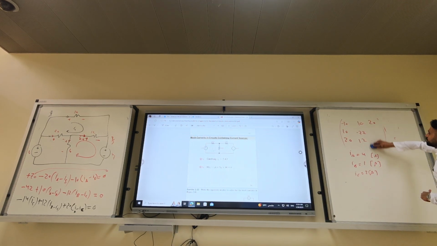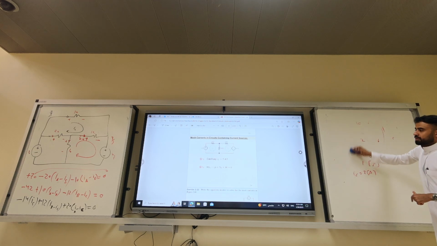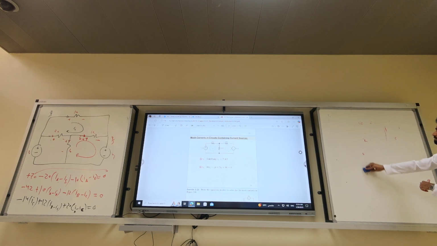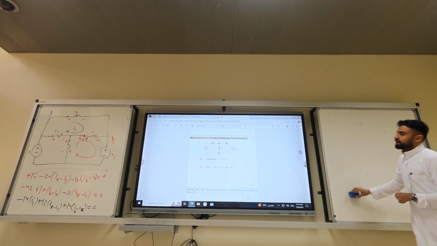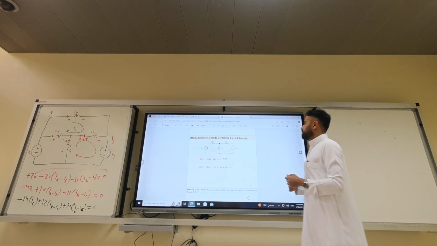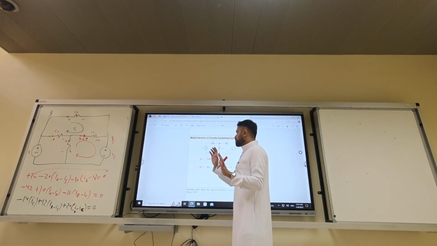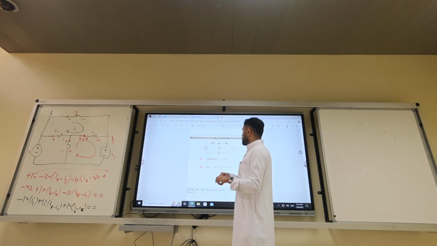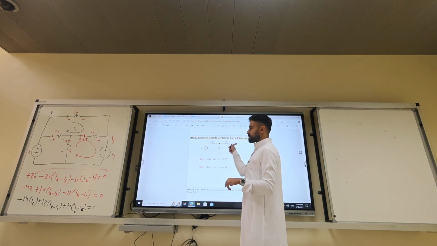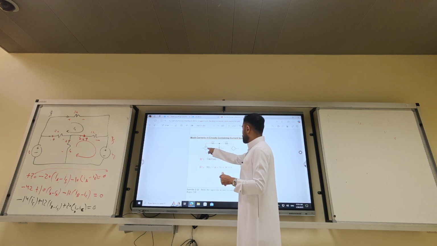Yes? It is Ohm's law, but you can use Ohm's law. Ohm's law is the voltage divided by the resistance. Don't rush things. This is 2 amps will be split here. Okay? So IA equals to 2 amp.